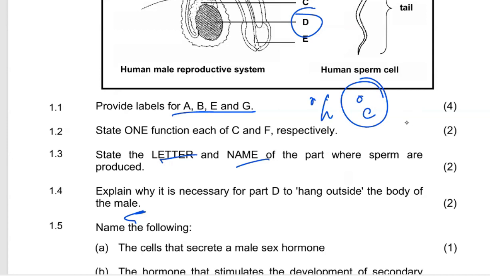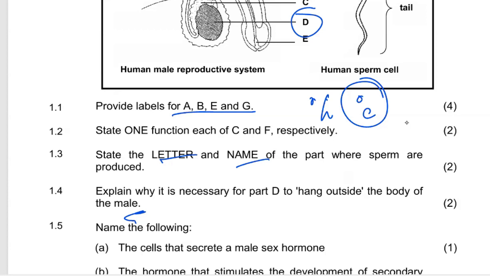So we said that it provides optimum temperature. Optimum is favorable, the temperature which is best for a certain reaction to take place. So it provides optimum temperature for sperm production. And that temperature is 2 degrees less than the body temperature.